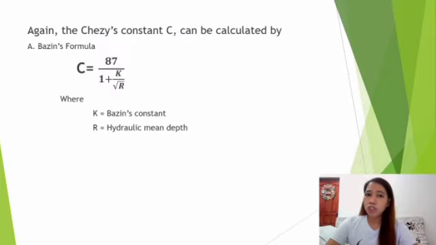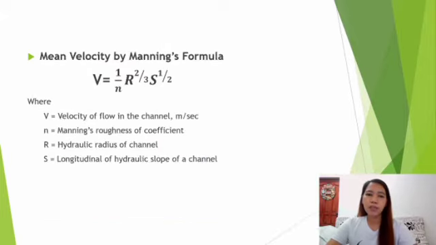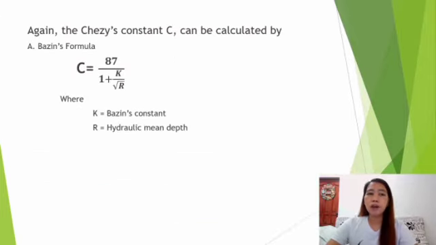For getting Chezy's constant, we have two formulas. First is Bazin's formula: C equals 87 over 1 plus K over square root of R, wherein K is Bazin's constant and R is the hydraulic mean depth. For the value of K, if it's not given, it may be assumed as follows: for unlined channel, 1.3 to 1.75, and for lined channel, 0.45 to 0.85. That's Bazin's formula.